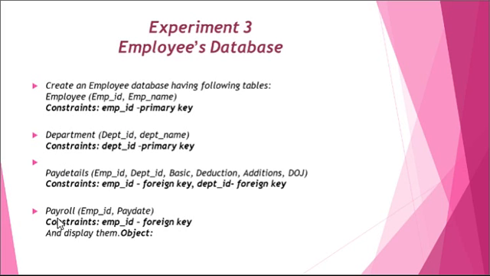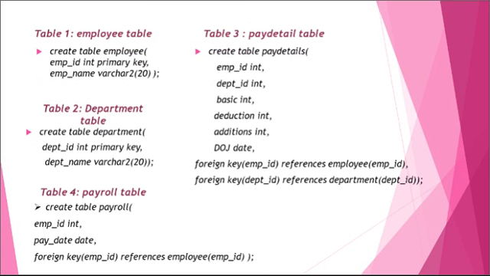Now we have the fourth table, that is the payroll table. In this we have two columns, employee ID and pay detail. Again, employee ID will reference the primary key of the employee table. We always remember, if a column is a foreign key in our table, it will be the primary key in that particular parent table. Is it clear to you all? Now we will move to the next slide.